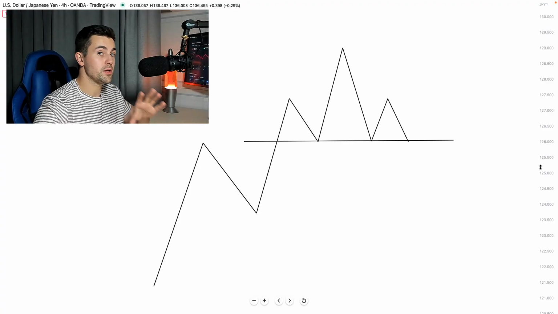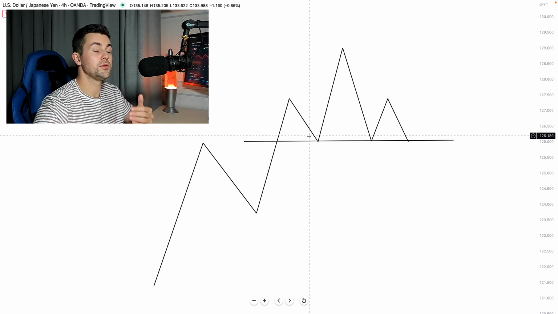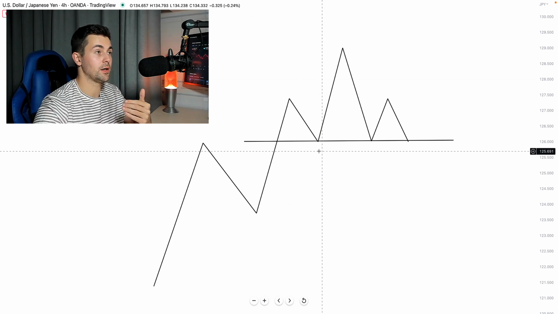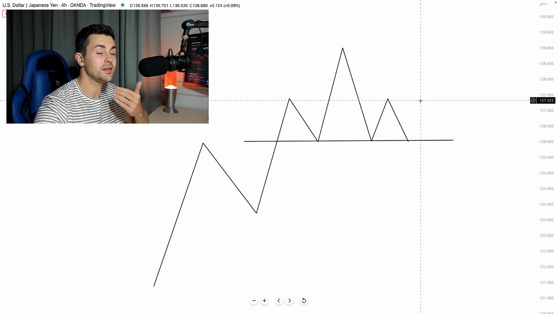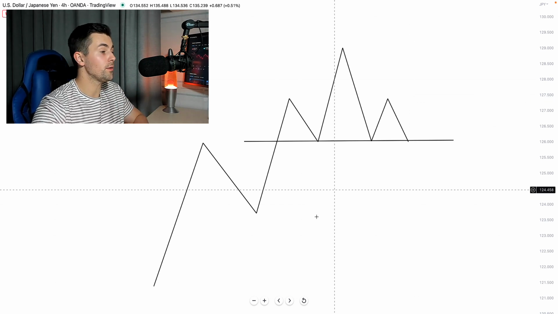Let's discuss the theory first. The head and shoulders pattern is a reversal pattern, and usually it forms when buyers are exhausted. Once the pattern is formed, it indicates a highly probable bearish reversal. And there are four main elements of this pattern.